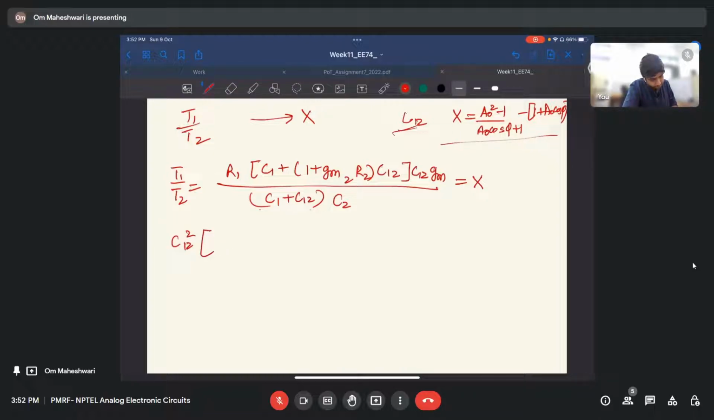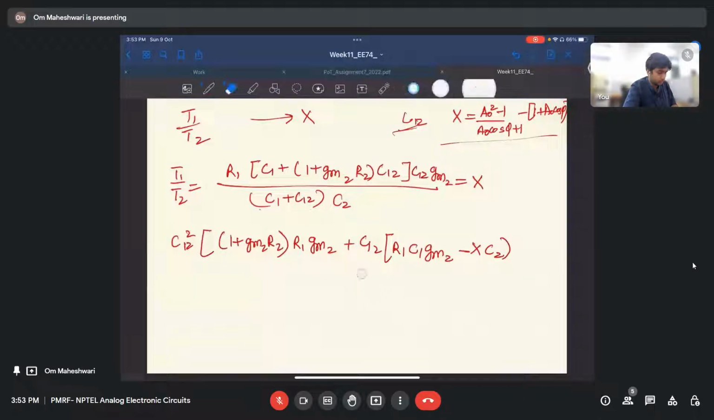C12 square, we will get 1 plus Gm2 R2 Gm, R1 Gm2, right, plus C12 times R1 C1 Gm2, this term, Cm2 times this minus X times C2 plus, sorry, again minus X C1 C2 equals to 0.